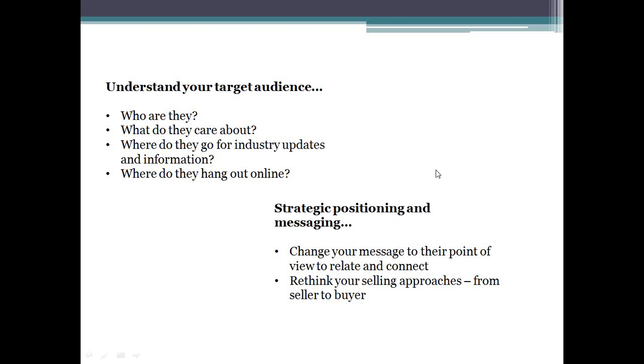The strategic positioning and messaging. You have to change your message to the point of view that they can relate to and connect. Are you speaking in terms that they understand? Using the concepts of good old-fashioned English may not reach the audience that you're trying to reach. You have to rethink your selling approach, how you as the seller talk to the buyer.